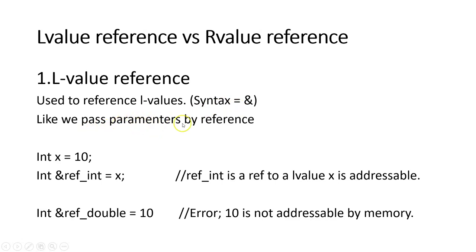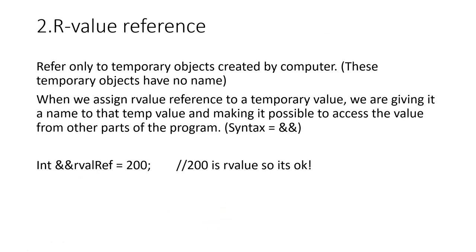A function parameter takes a reference. An L value reference can only bind to an L value. An R value reference binds to an R value, otherwise it gives a compile error. So the R value reference is used for temporary values.